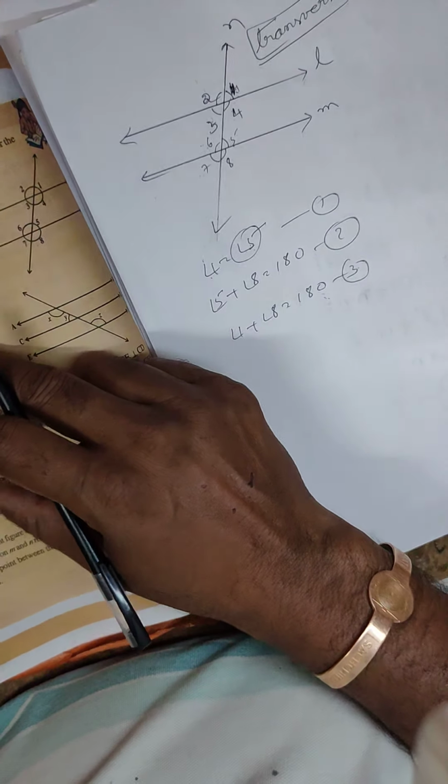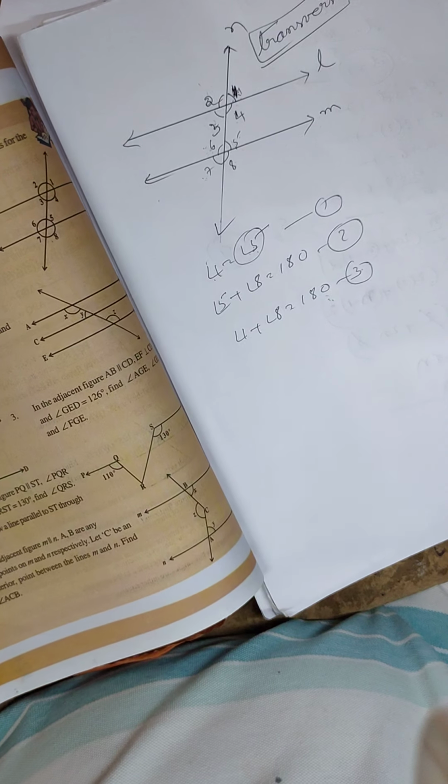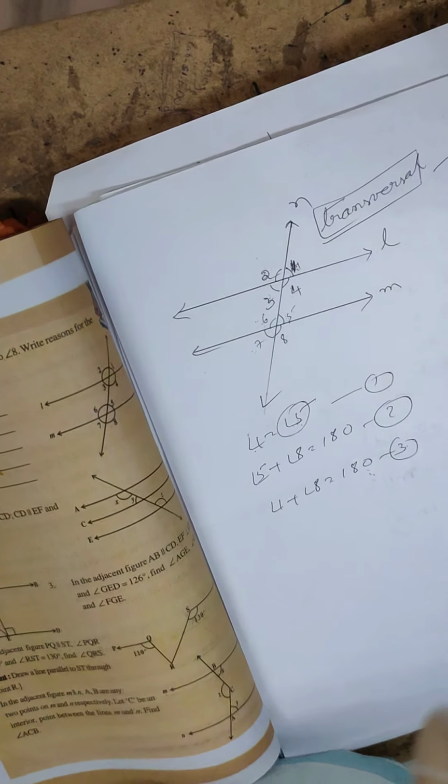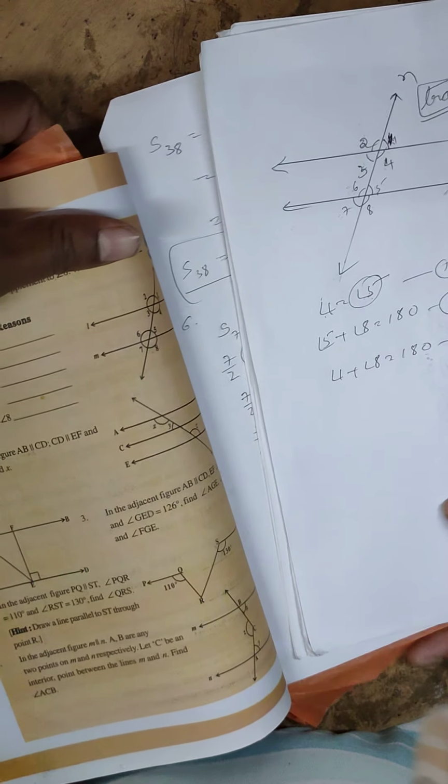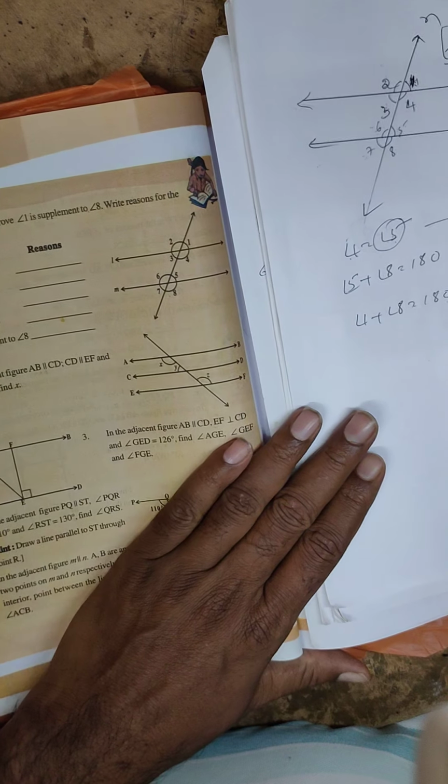Next, angle 1 is supplementary to angle 8. It is also given for us. So, you can write given. Next, we will go to the second question.